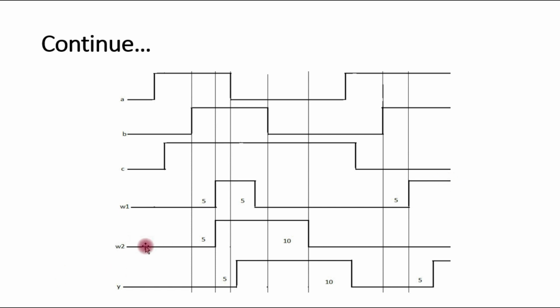Similarly for W2, W2 is the AND function of B and C input lines. So up to here, the signal is at logic 0, because one value is at logic 0. And after this, B is at logic 1 and C is logic 1. And this change reflects after 5 unit time. For A2 AND gate, the rise delay is 5 unit. So after 5 unit delay, it will be reflected here at the output signal. So W2 is at logic 1 after 5 unit time, and it remains at logic 1 up to here.